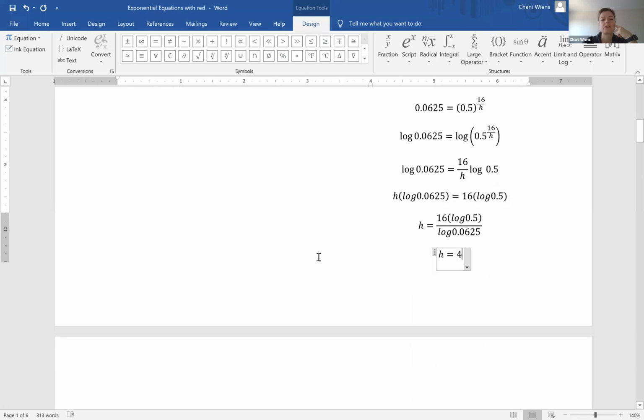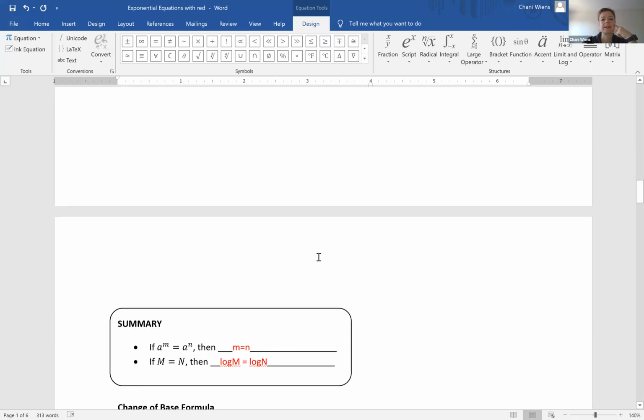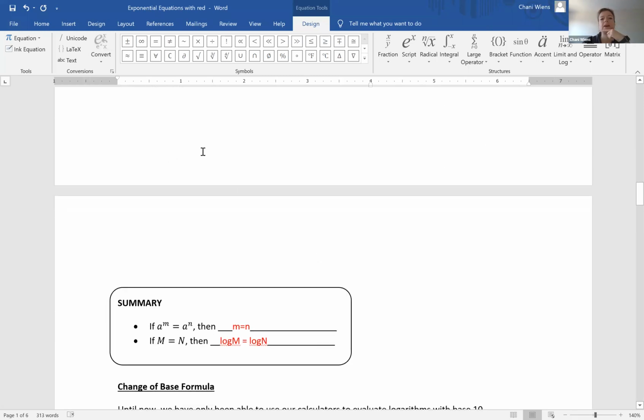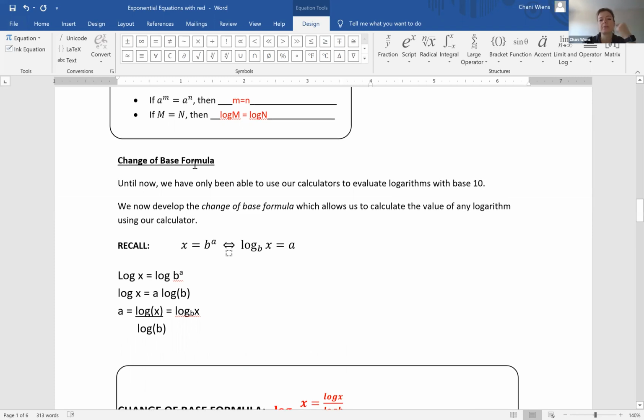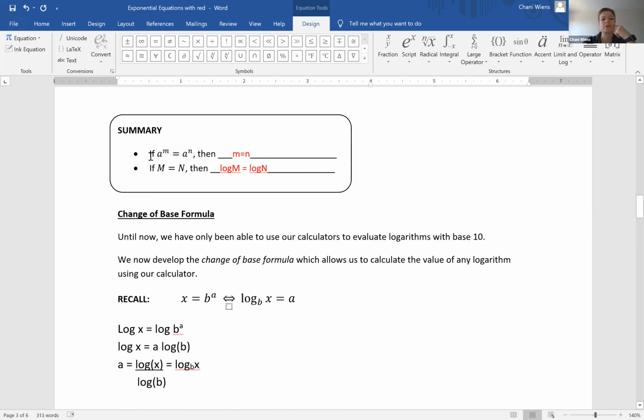Okay, so in summary here, this is from the exponential formula, so if you have 2 powers that are equal to each other with the same base, then that means the exponents are equal to each other as well. If you have 2 sides that are equal to each other, then taking the log of those 2 sides is equal as well.